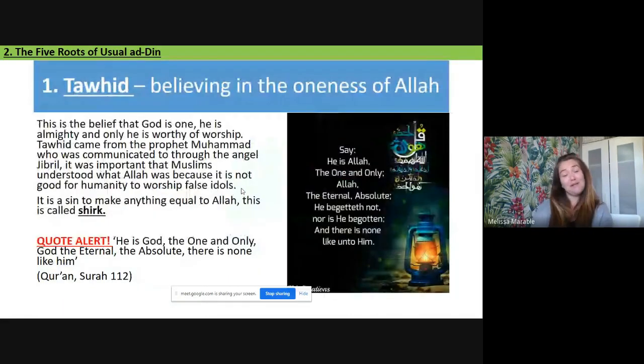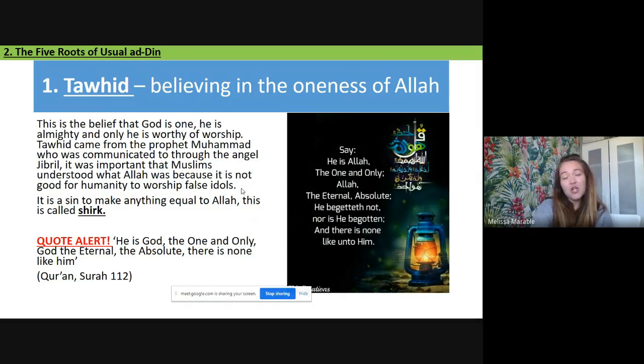So their first root is Tawhid. Tawhid is the belief in the oneness of Allah. This is the belief that God is one, He is almighty, and only He is worthy of worship. Tawhid came from the Prophet Muhammad, who was communicated to through the angel Jibril. It was important that Muslims understood what Allah was, because it is not good for humanity to worship false idols. It's actually a sin to make anything equal to Allah, and this is called shirk.